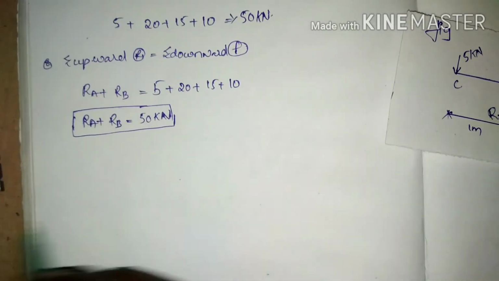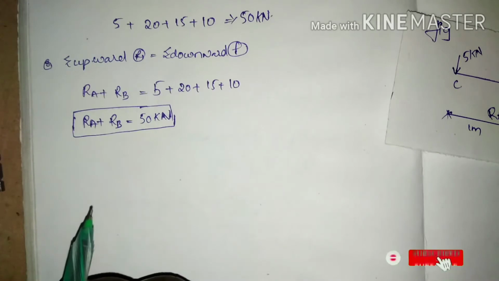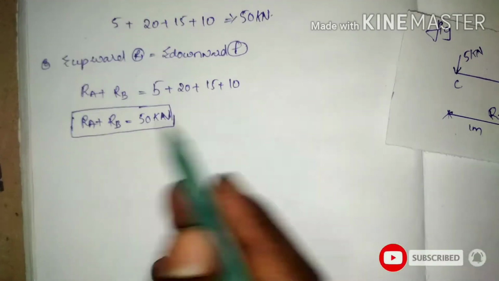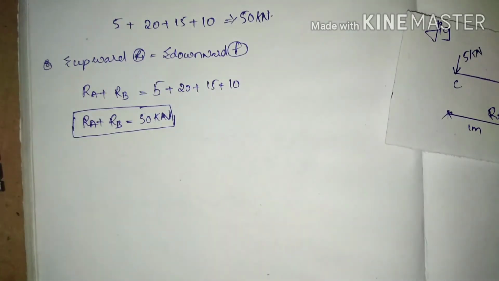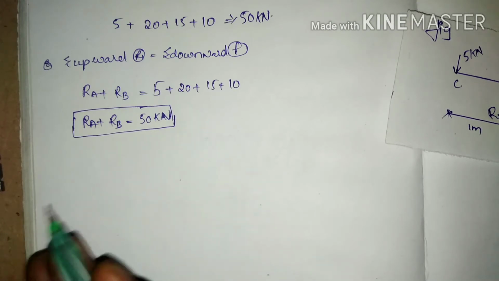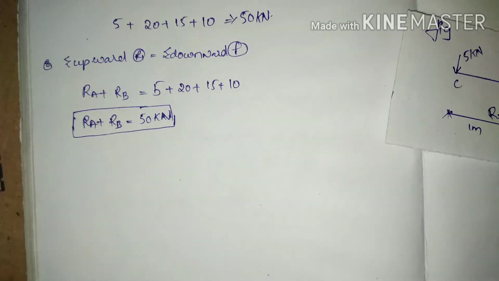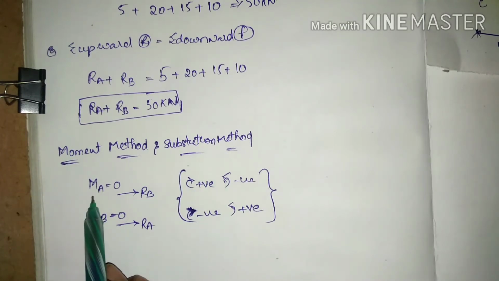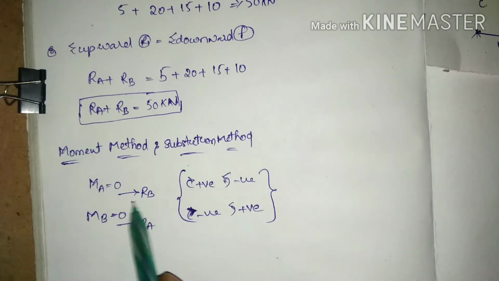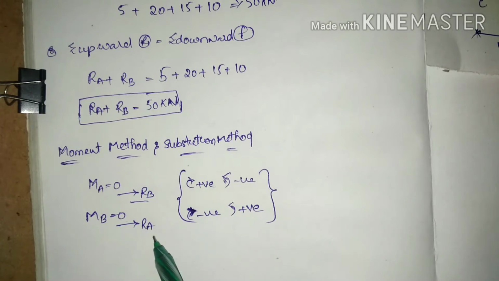Next, we have noted that the combination of RA and RB is equal to 50, but we don't know the individual reactions of RA and RB. To find the individual reactions, we have the moment method and the substitution method, to find the value of any one of the reactions. If you take the moment about A equal to 0, then we are going to find the reaction RB. If you take the moment about B equal to 0, we are going to find the reaction RA.